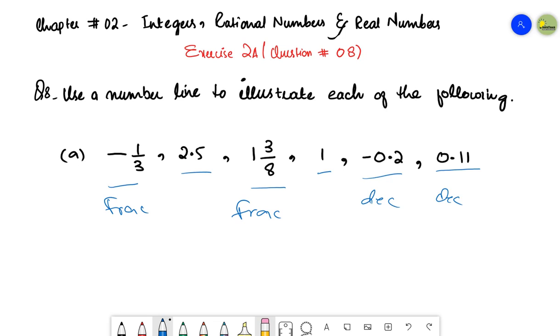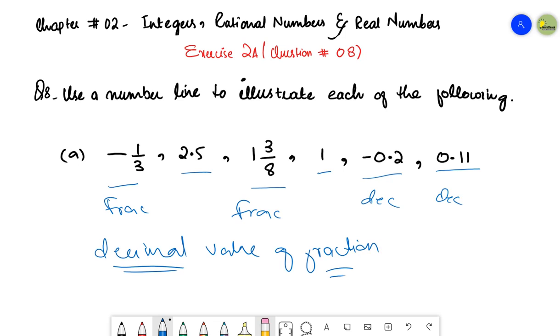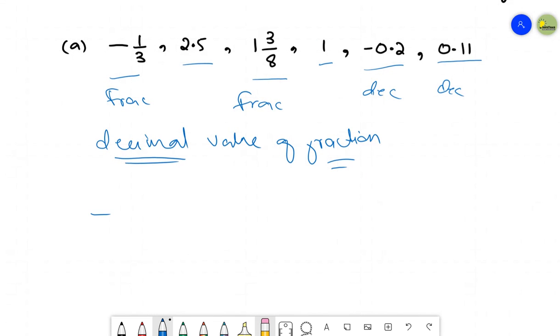Okay, so basically, first of all, what we need to do in these kinds of questions is find out the decimal value of the fractions, right? We need to find out the decimal value of fractions that are given to us. Why? Because it is easier for us to represent decimals instead of fractions when you are talking about a number line. So it's easy to plot a decimal value on a number line rather than a fractional value, right? So let's do it first. We have two fractions. The first one is -1/3, and the second one is 1 3 by 8. These are the two fractions, and I need to find out the decimal value of them.